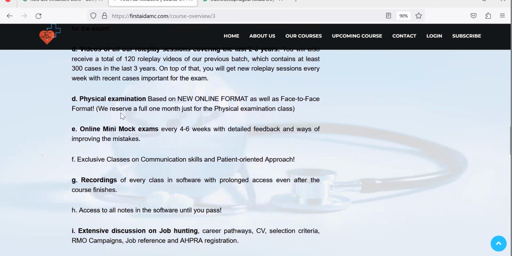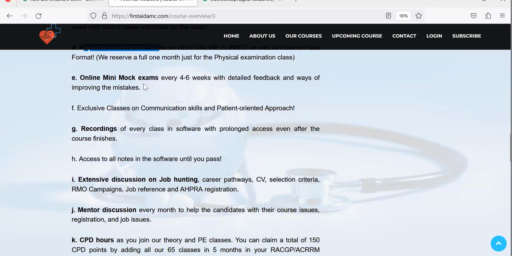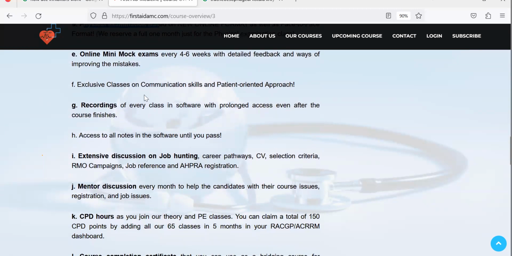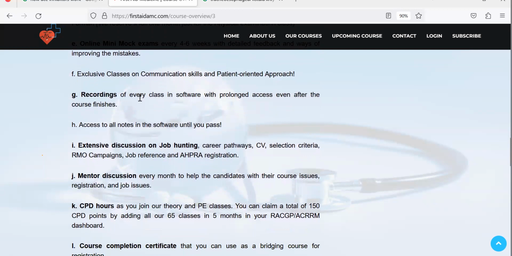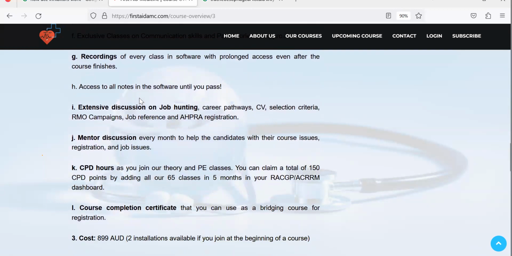Physical examination is a vital part of AMC clinical preparation, and we have one of the best notes and best classes for it. We cover physical exam with 9 classes, so 1 month will be solely on physical exam, and that is, you will understand how much care we take for your physical examination classes. We also try to take online mini mock exams, usually every 4 to 6 weeks. Recordings of all the classes will be provided in your portal.